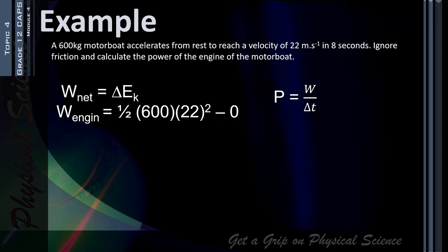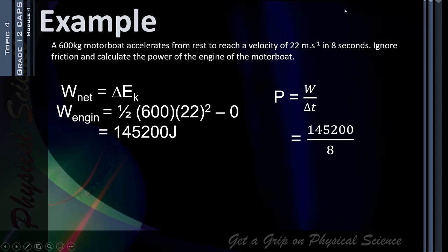And then we see that the work done by the engine is 145,200 joule. So if we calculate the power, then the power is equal to 145,200 divided by 8 seconds, and then we will know the amount of energy used per second. So the power of this motorboat engine is 18,150 watt or joules per second, or 18,15 kilowatt.